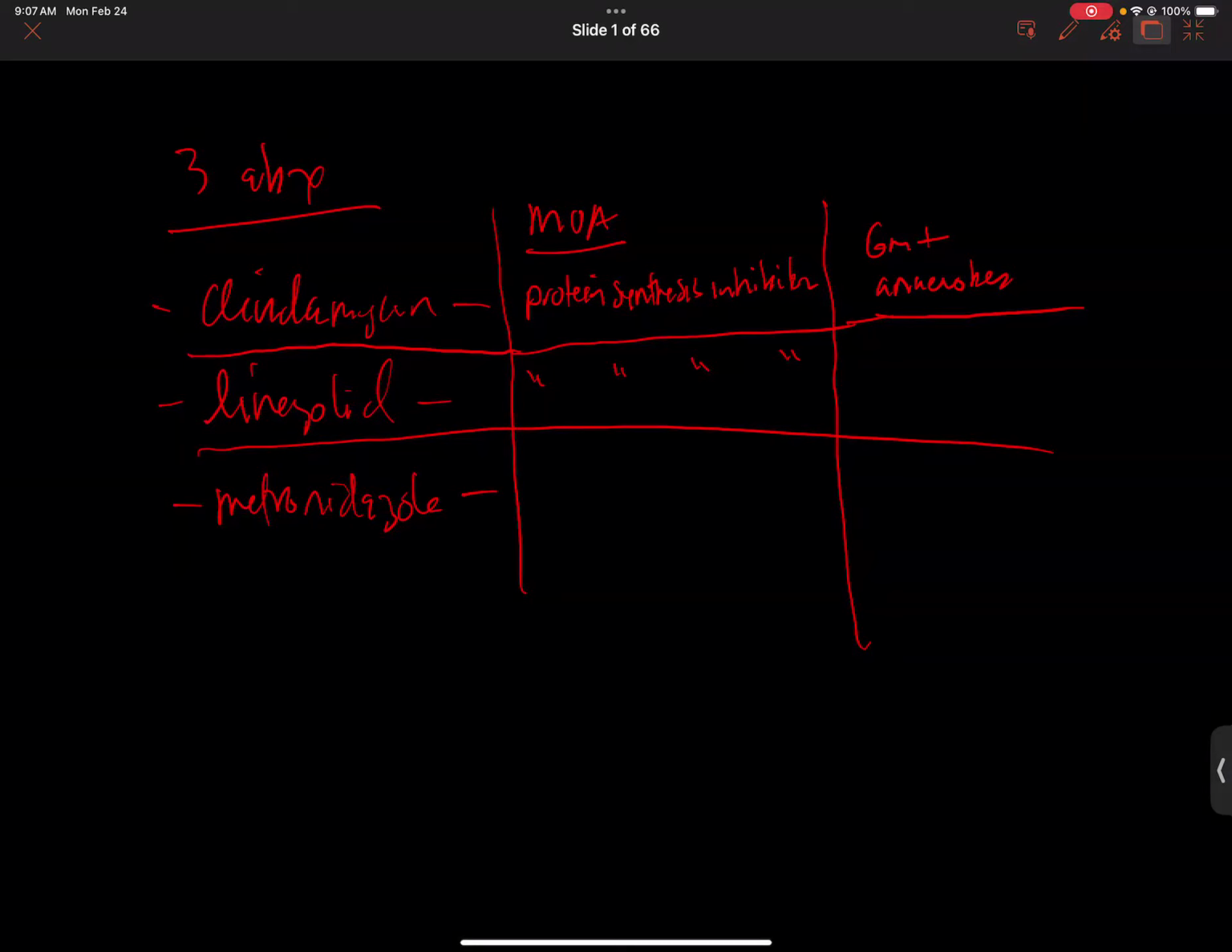We like to ascribe a bacteriostatic effect with protein synthesis inhibitors, but a lot of times that's concentration and bacterial species dependent. In some bacteria, linezolid is going to be bacteriostatic. In other bacteria, it may be bactericidal, okay?